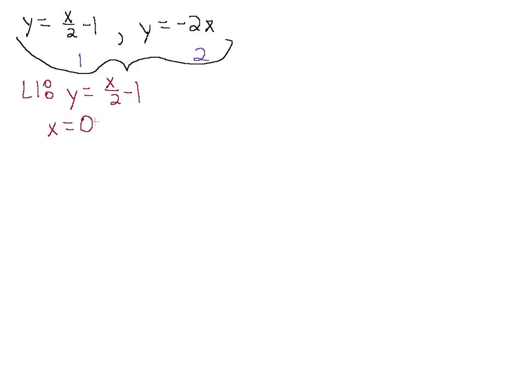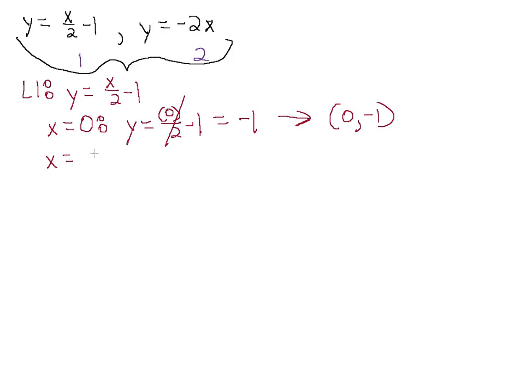One is an obvious one, x equals 0. So when x equals 0, y equals 0 over 2 minus 1. This is just 0, so y equals minus 1, which gives us our first point on the line, (0, minus 1).